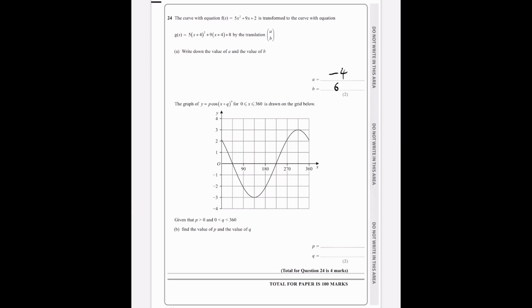The last question, well, shift to the left of 4, so A is going to be minus 4, and if you spot, it's gone from plus 2 to plus 8, so that's 6 up there. For P, the amplitude is trebled, so P is 3, and that is 45 units to the left of where you'd expect a cosine graph to be, so Q is going to be 45. Well done if you did that.